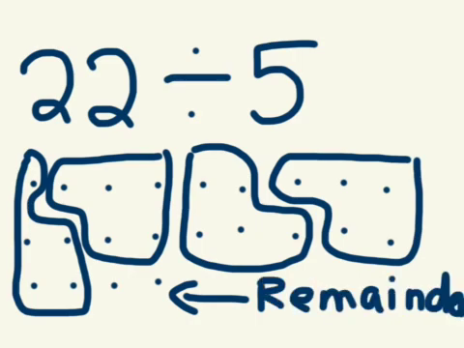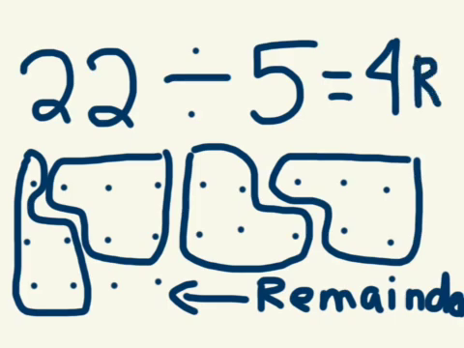So then, when I'm trying to answer the question, 22 divided into groups of 5, I get the answer that I have 4 groups, 1, 2, 3, 4 groups, and I have a remainder of 2. So the way I write that is R2. So my answer is 4 with a remainder of 2.